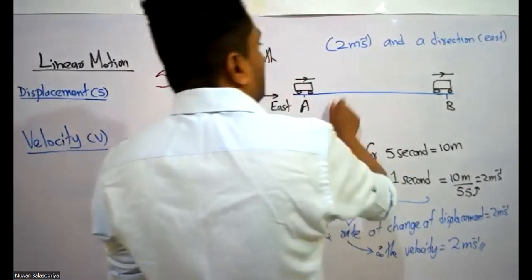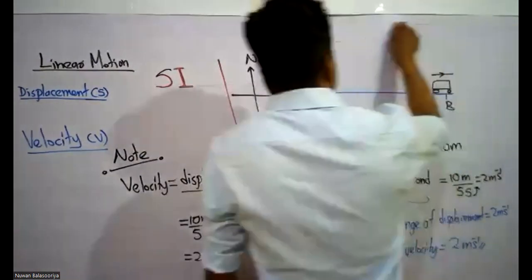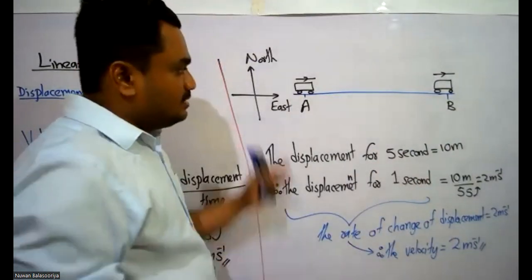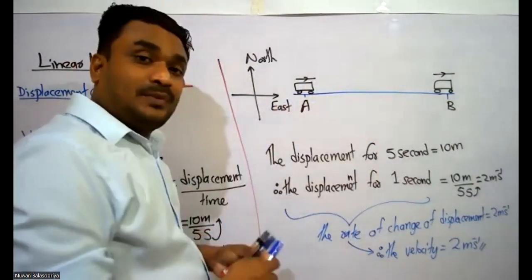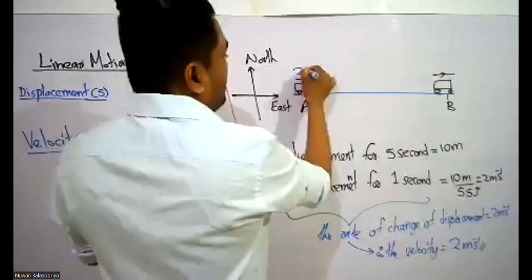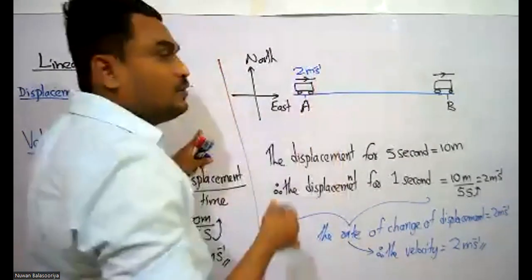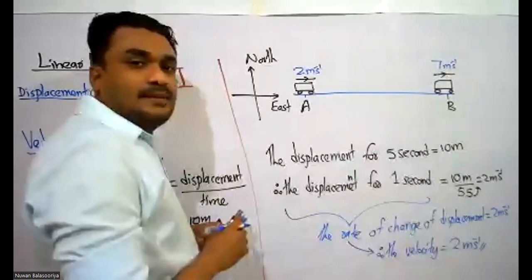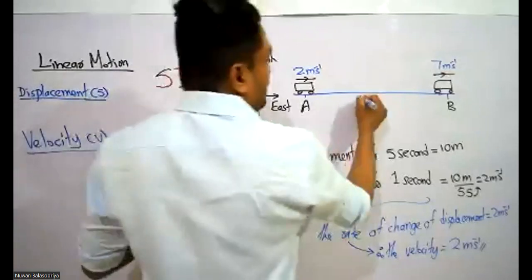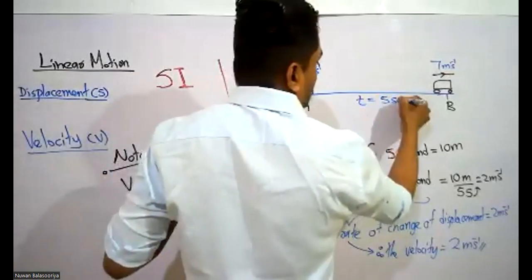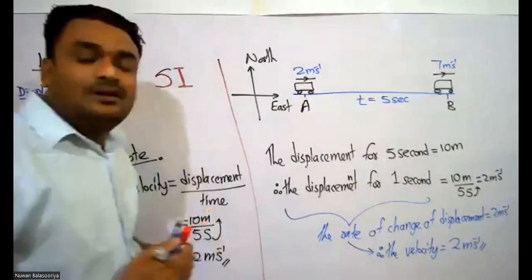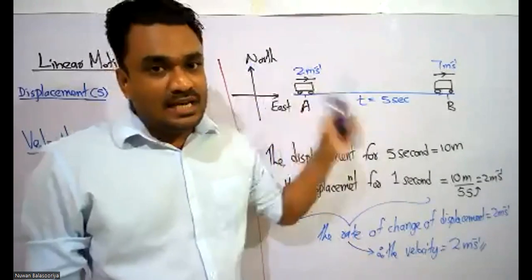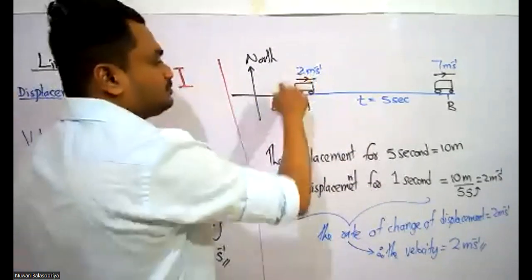Listen to me, dear. Let's say an object is moving from A to B. Let's say this is a toy car, then it's easy to understand. Let's say its initial velocity is 2 meters per second. Final velocity is 7 meters per second. Time taken for the motion, let's say 5 seconds. So what has happened to the velocity here? Has the velocity increased or decreased? Somebody please tell me.